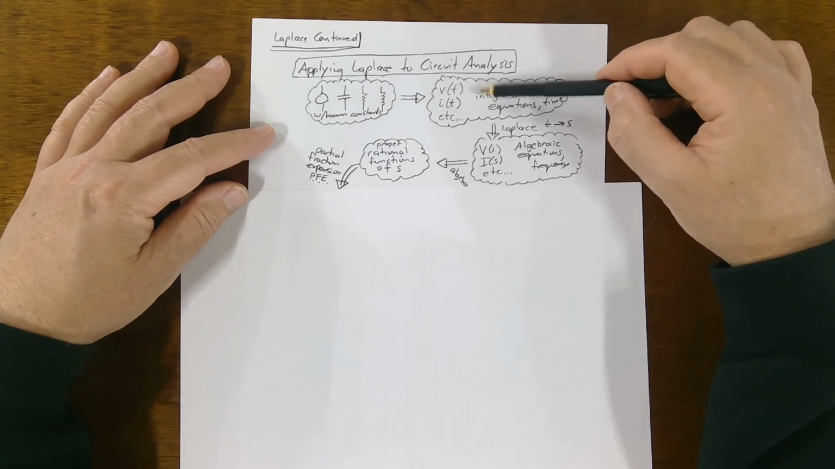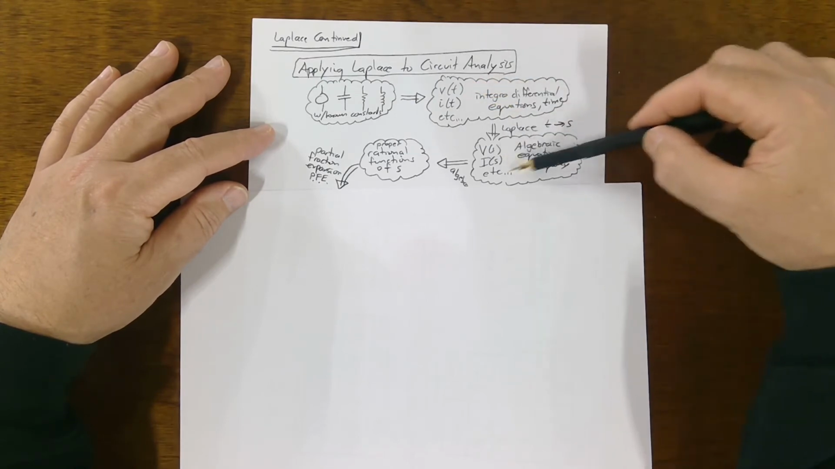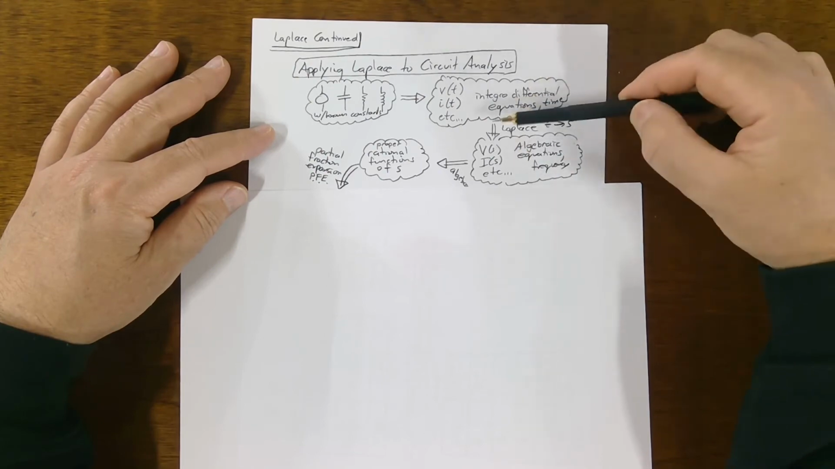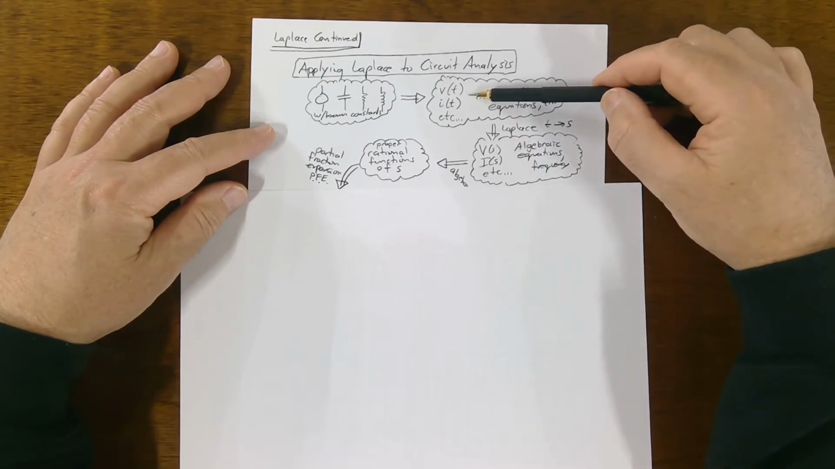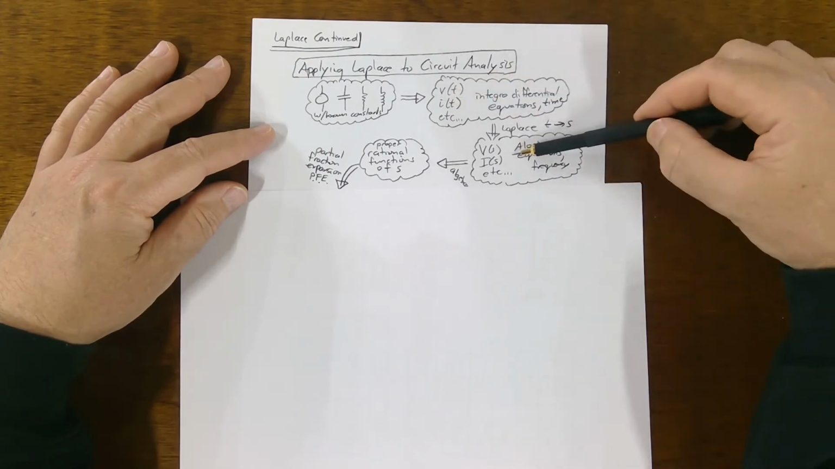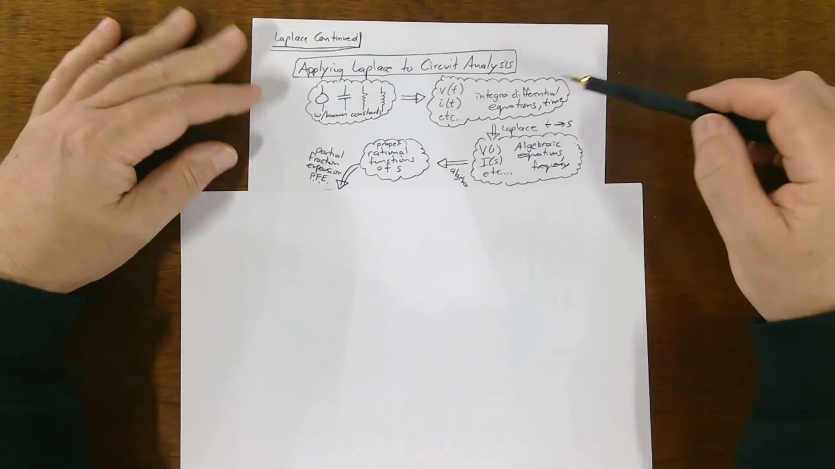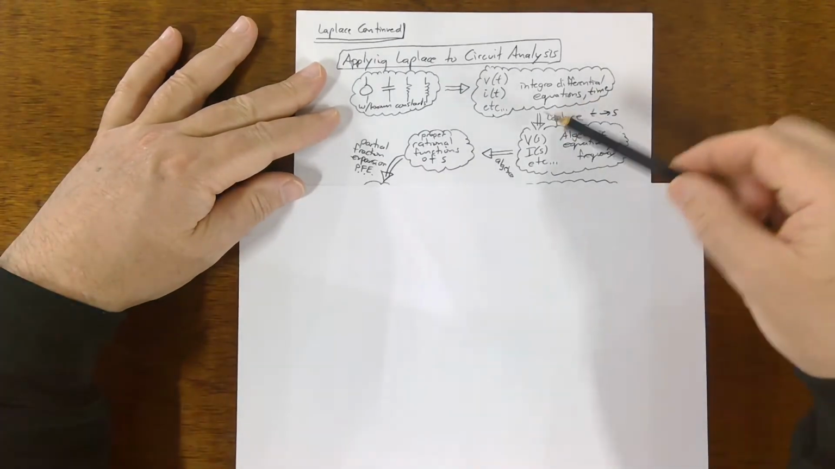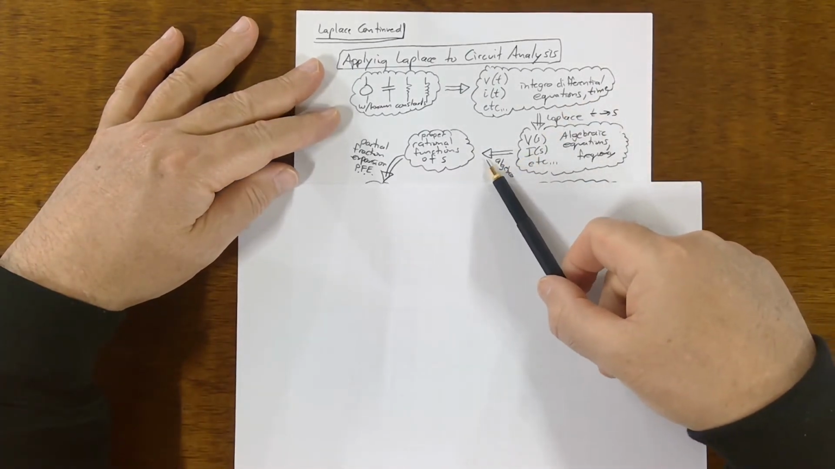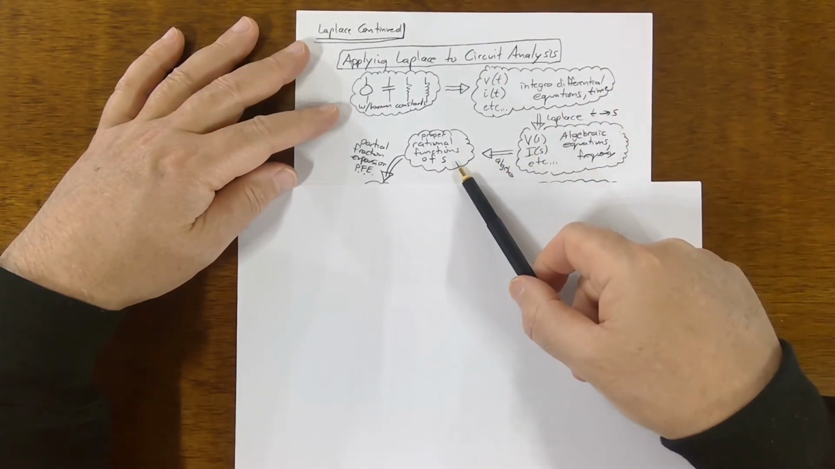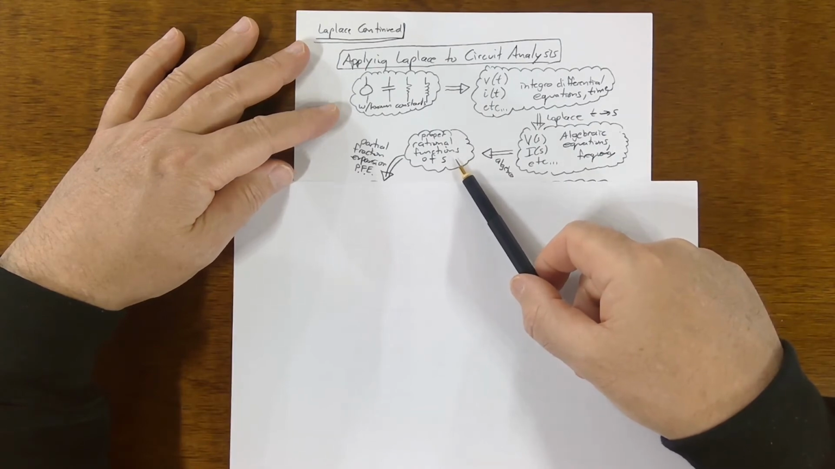Right down in here we're little f of t on these guys. And then up here and here we're big F of s, except instead of little f we have little v and little i, and then instead of big F we have big V and big I. Okay. Then you do some more algebra and you're going to end up with what's called a proper rational function of s.